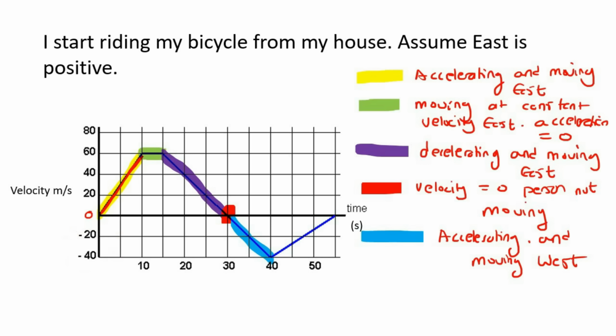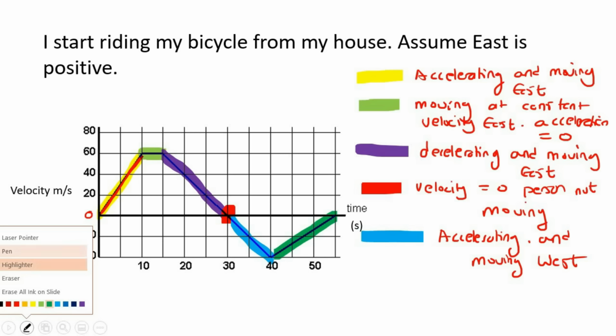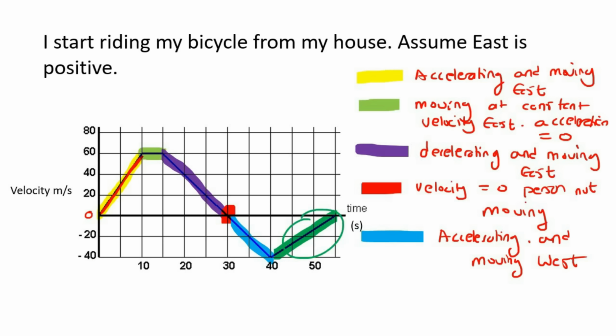Okay, so we can say here that they are accelerating and they are moving west because the velocity values are negative. Okay, now for this last piece, you might be tempted to say, oh, the person's speeding up because when we had a graph look like that earlier, that means speeding up. But it's not true.